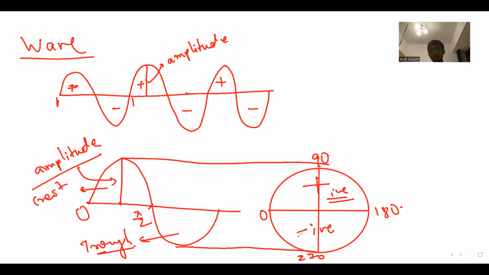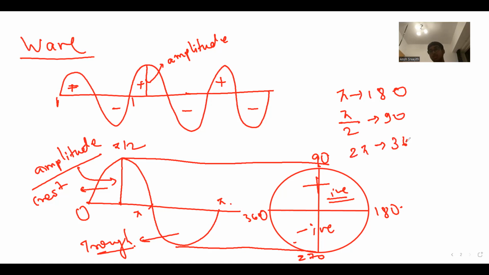Understood? Then again it becomes 360 here. Sorry, this is pi by 2 and this is pi. Pi means 180 degree. Pi by 2 means 90 degree. And 2 pi means 360 degree, because pi is 180, so 2 pi is 360.